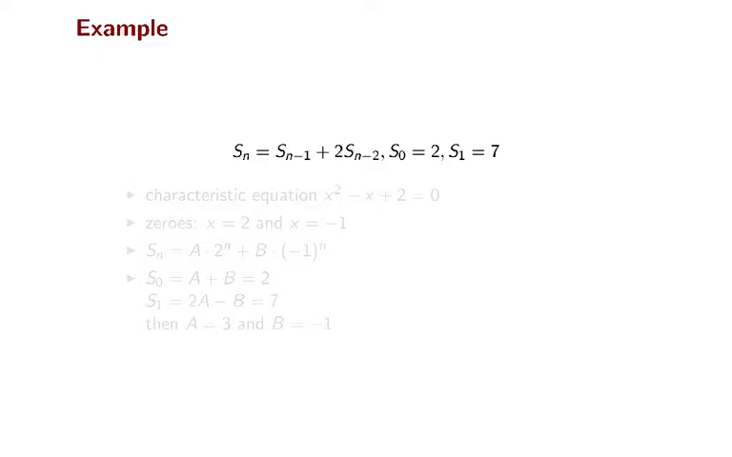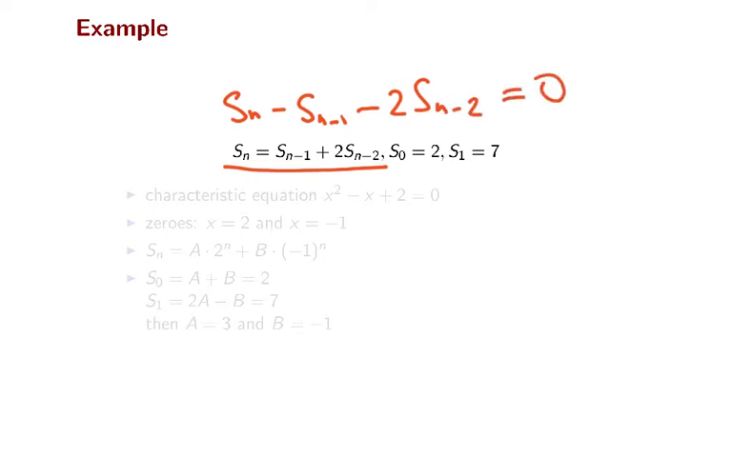So let's see this quickly, the steps in this other one. You have, in this case, this other relation with these initial conditions. Observe that this relation is also of order 2 as before, and so the characteristic equation will be a polynomial of degree 2. Observe that in this case it's not everything equal to 0, so the first step will be to put it as a homogeneous equation. That is to say, Sn minus Sn minus 1 minus 2Sn minus 2 equals 0.